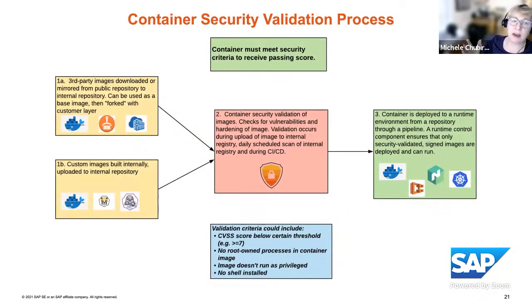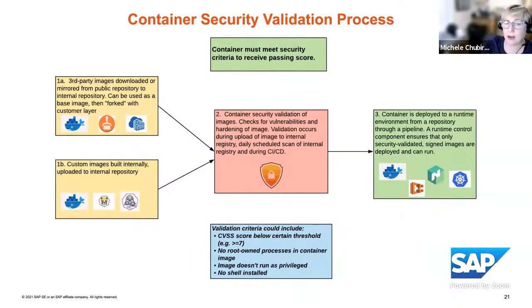Okay, here is a basic container security validation process. You'll see I've broken it up into 1A and 1B. 1A is third-party images that you're not changing. That's sort of the buy. You may fork these, with your own custom stuff in terms of baking it. 1B is purely internally built.